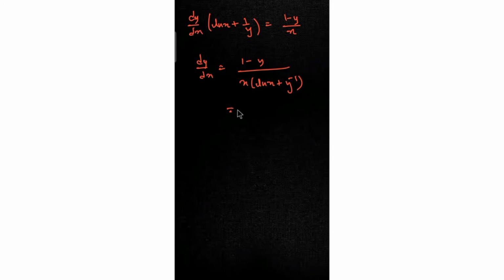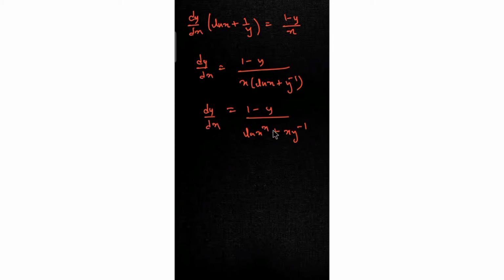So I'll just write the equation once again, that is dy by dx of ln x plus 1 by y is equal to 1 minus y divided by x. So I'll just bring the sum to this side. So I would get dy by dx is equal to 1 minus y divided by x of ln x plus y inverse. So I can just multiply by x into ln x, that would be ln x power x, and x into y inverse. So this is my y term basically. Fine. So this is dy by dx is equal to this.